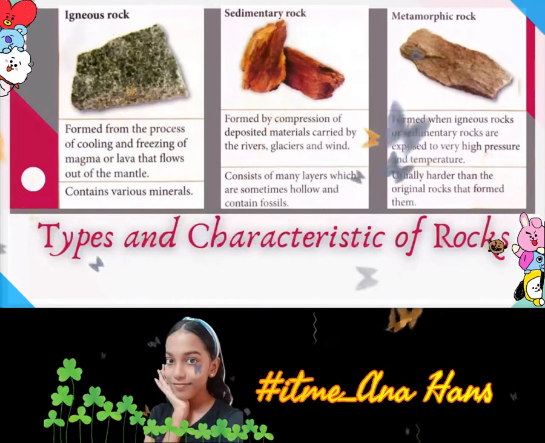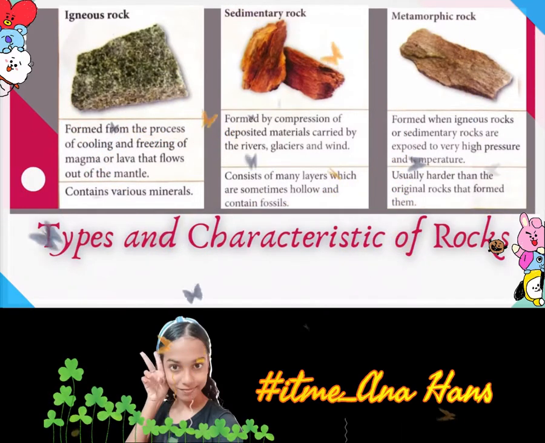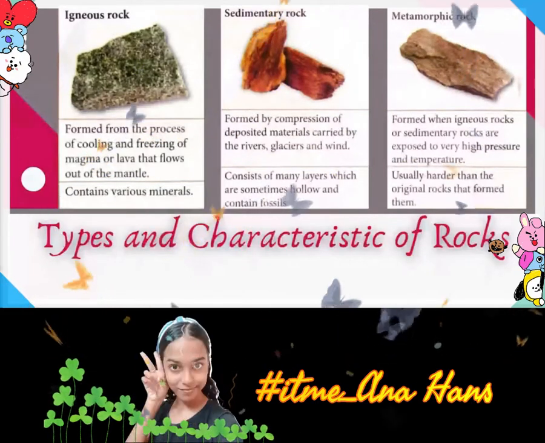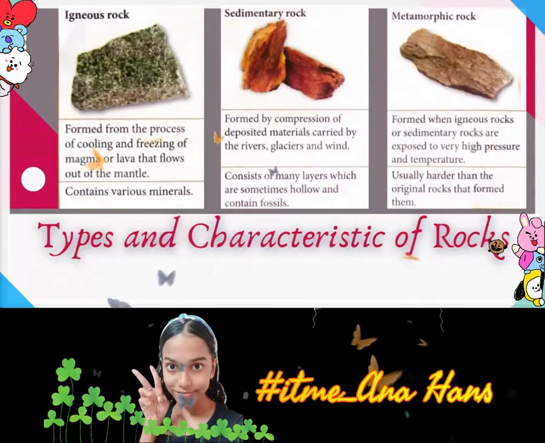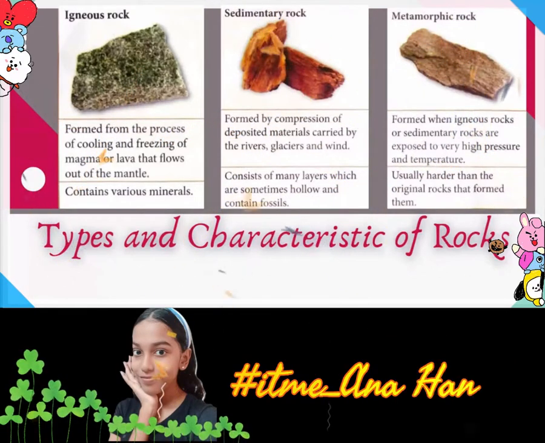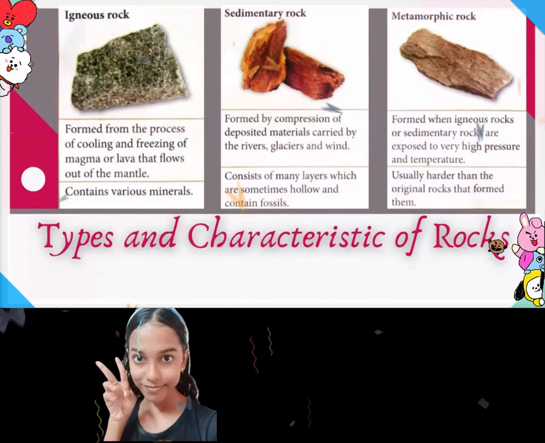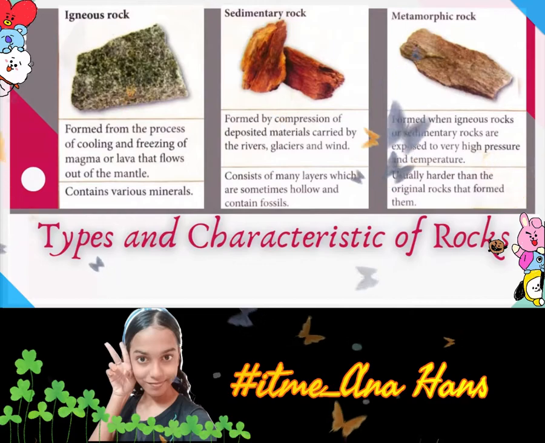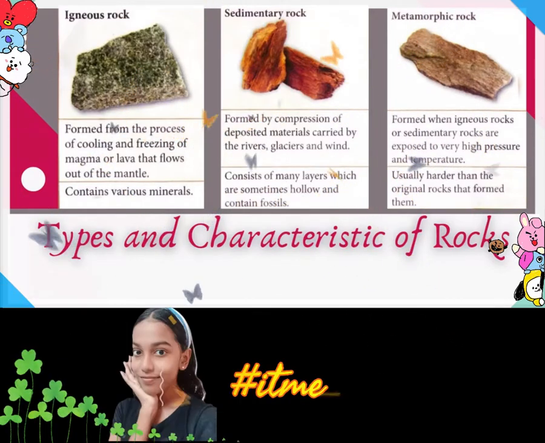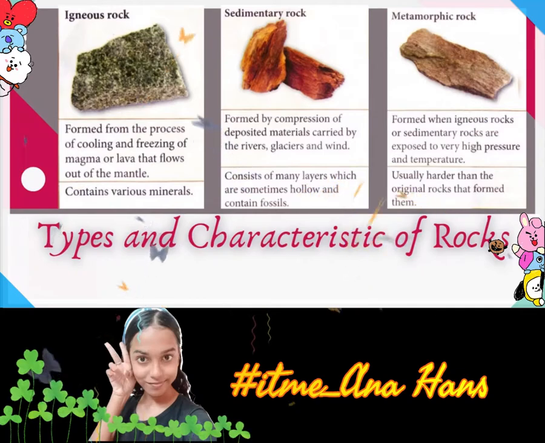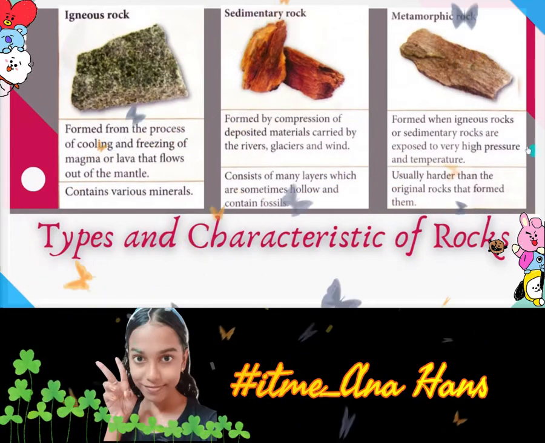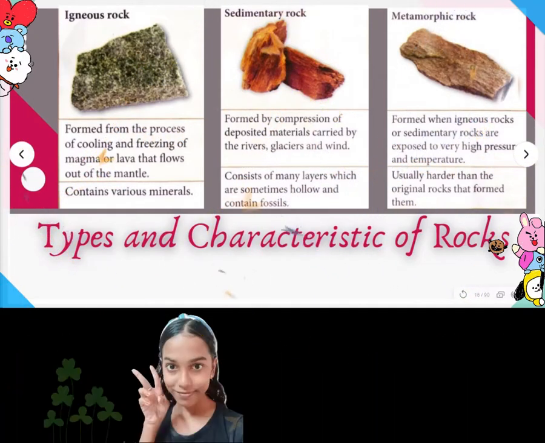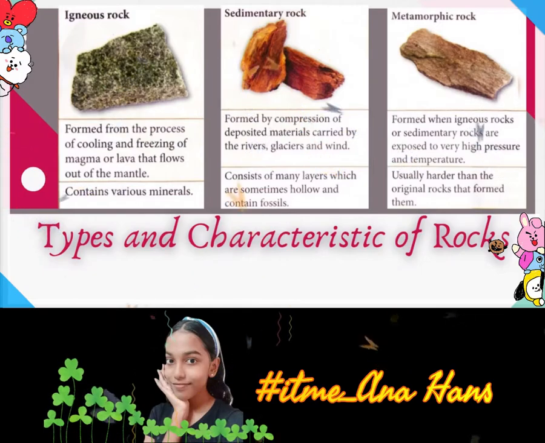Next is metamorphic rock. Metamorphic rock is formed when igneous rock or sedimentary rocks are exposed to very high pressure and temperature. This usually happens during mountain building events, regional metamorphism, but also happens during igneous activity. So examples of metamorphic rock are quartzite and slate. Usually, metamorphic rock is harder than the original rock that formed them. So when sedimentary rock or igneous rock are exposed to very high temperature, then they will form metamorphic rock. So let's proceed.